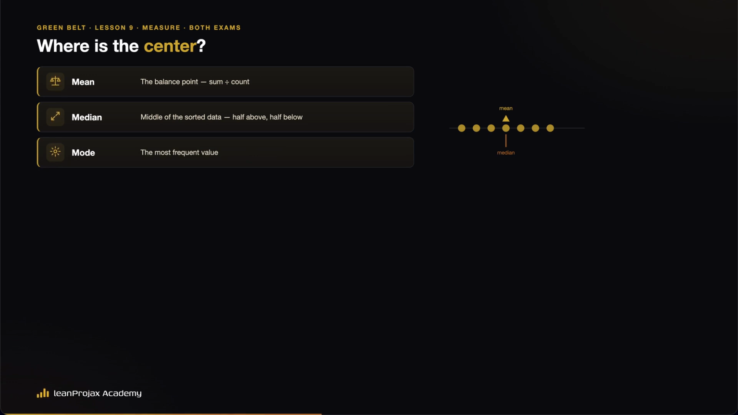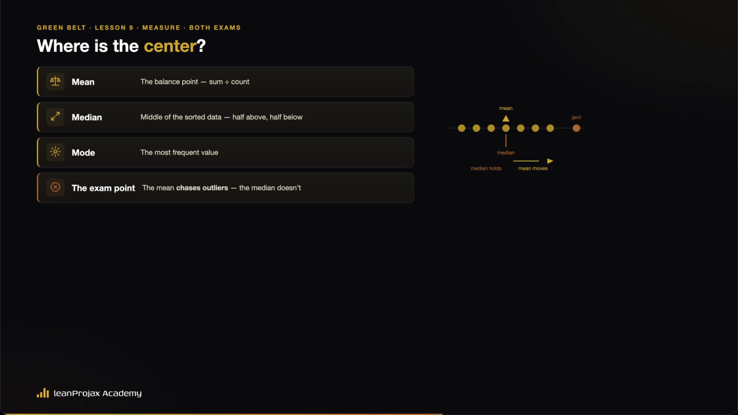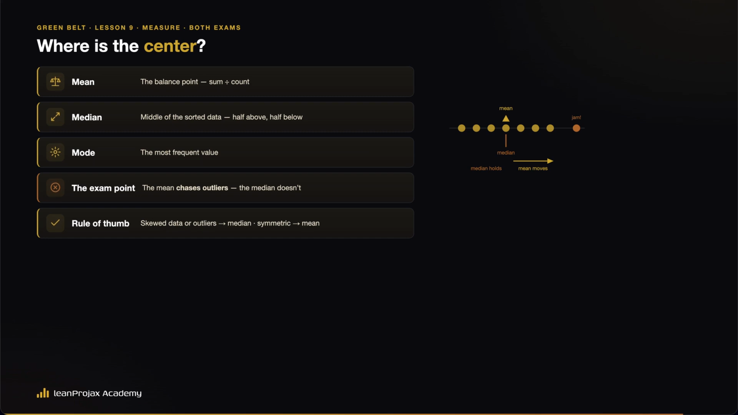Here's what the exam actually tests. The mean chases outliers, the median doesn't. Add one machine jam to a week of normal cycle times and the mean jumps. The median barely moves. That's why house prices report the median. Rule of thumb: skewed data or outliers, report the median; symmetric data, the mean is fine.